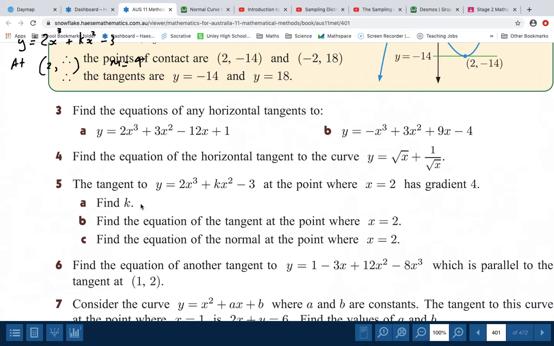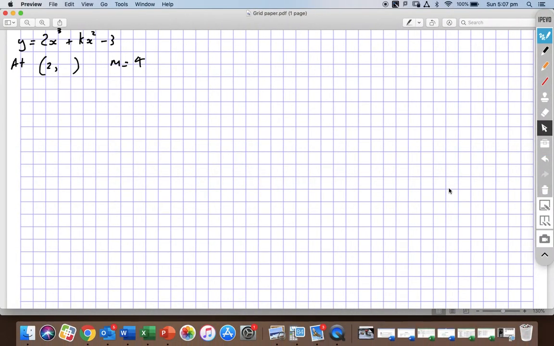Right? So we could find k not from this equation, but from the derivative, because at x equals 2, if we have a derivative, we could plug the 2 in, we know the answer would have to be 4, right? Because the derivative is the gradient function. So let's go do this problem.